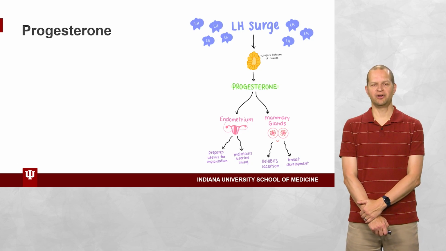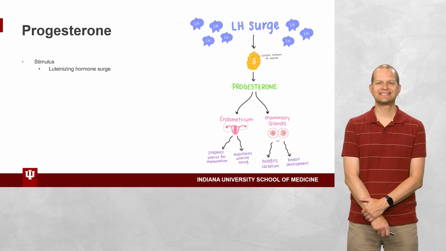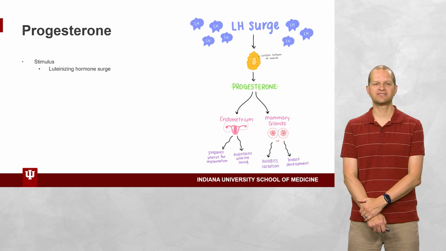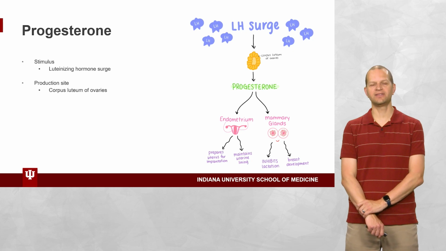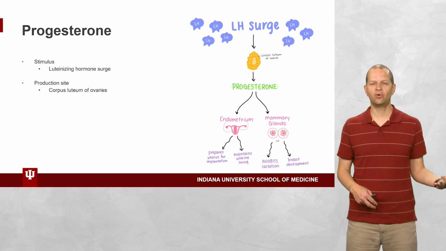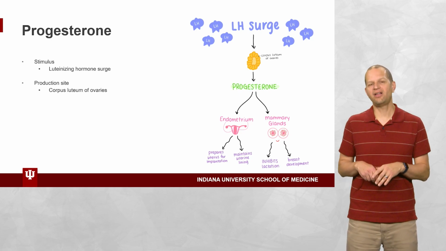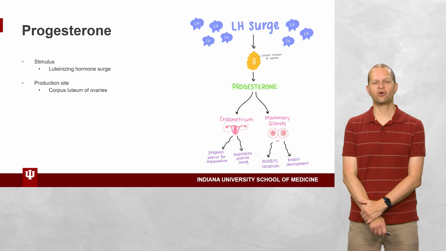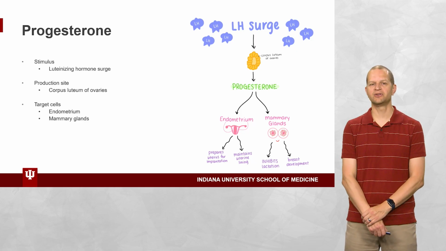Next, we have progesterone. Progesterone, again, is primarily a biological female hormone. So this is stimulated by a surge of luteinizing hormone that we'll talk about in the reproductive system. It is produced by something called the corpus luteum of the ovaries. As I mentioned a little while ago, we have something called a follicle that helps these egg cells develop. That follicle will rupture and release the egg cell, and then that follicle will turn into the corpus luteum, where it releases progesterone.